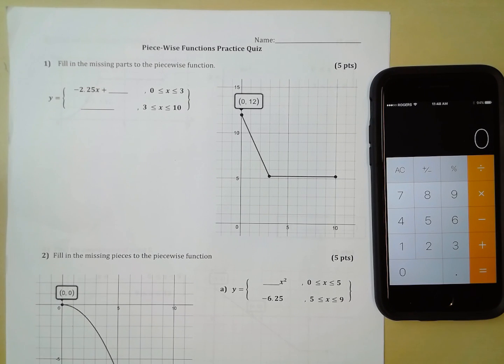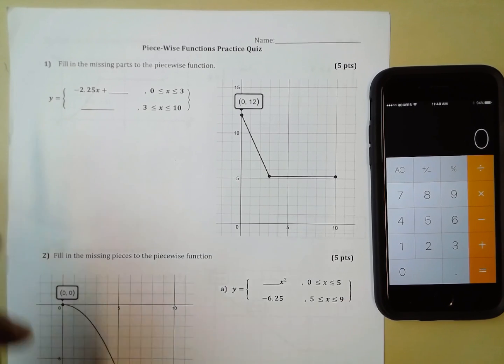Hey guys, piecewise functions practice quiz for the upcoming test on the piecewise function. Just a couple of quick reminders before we get started, and then we'll jump right into question one.